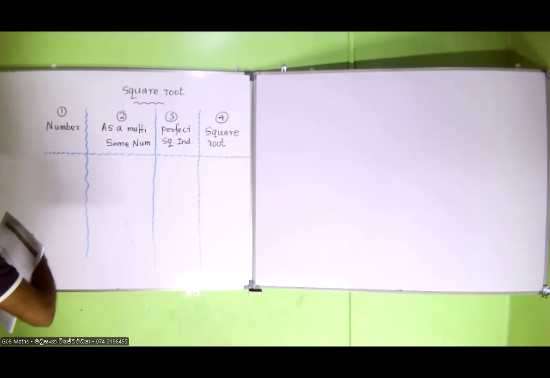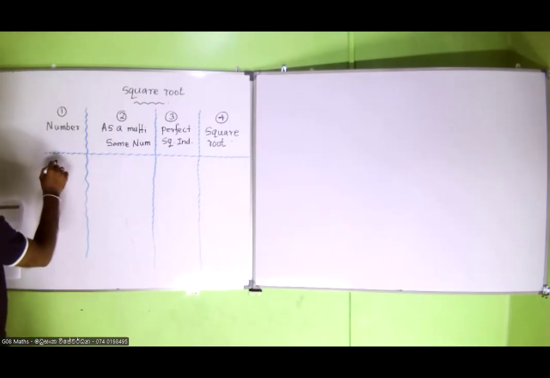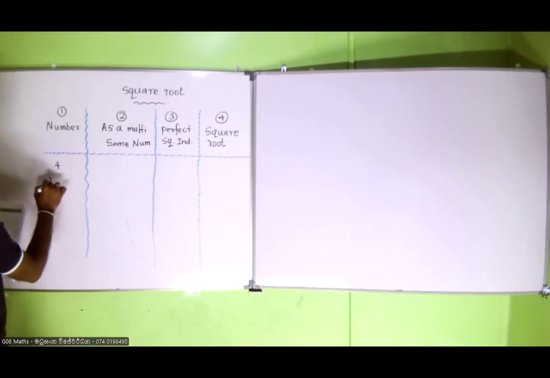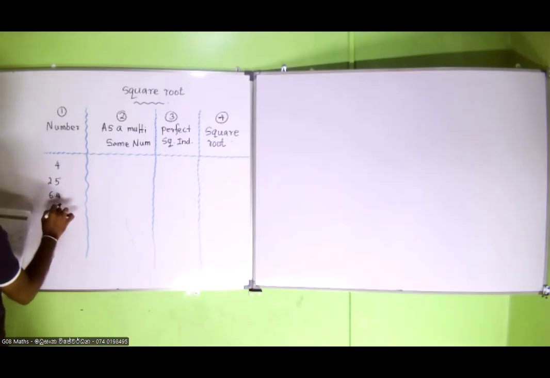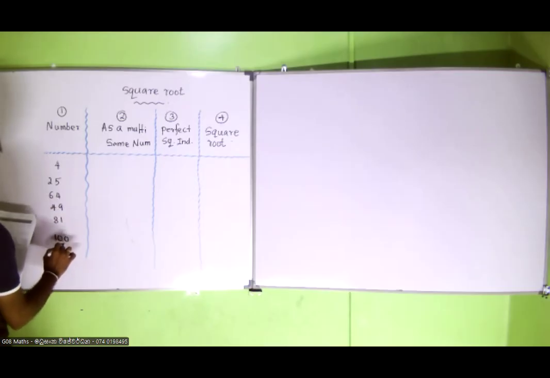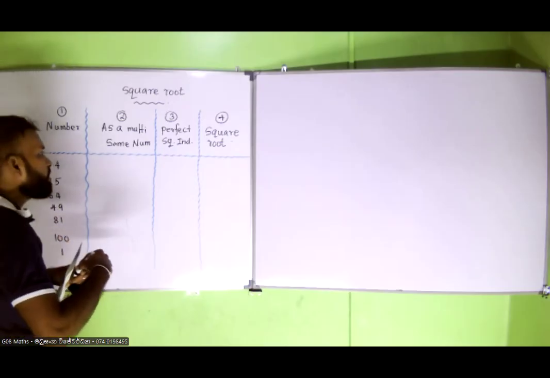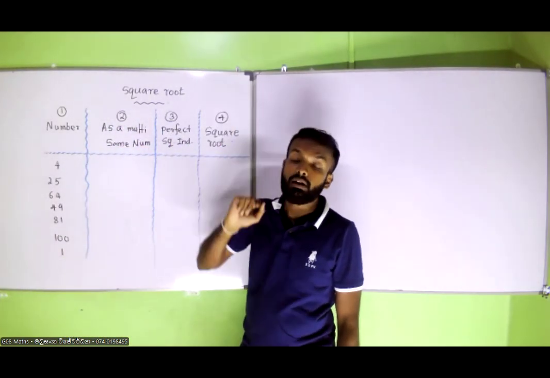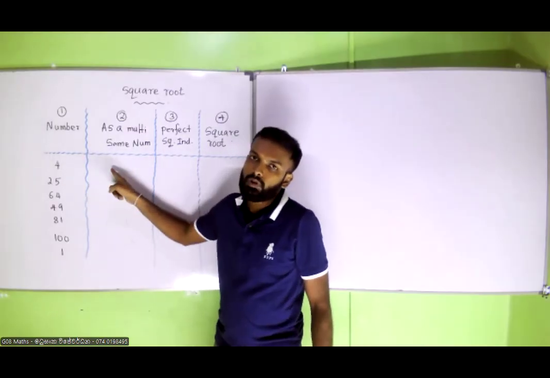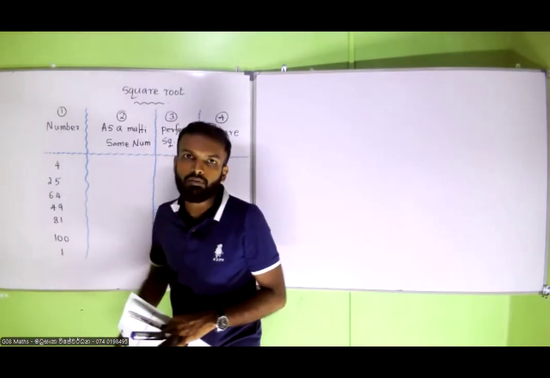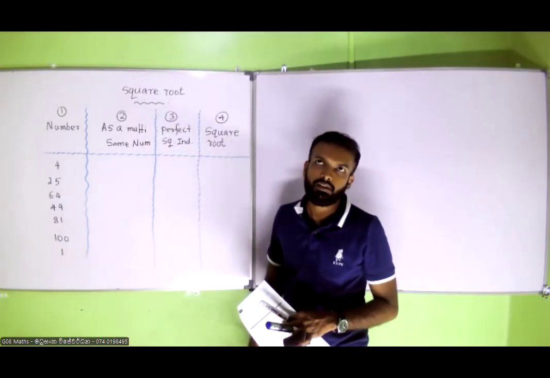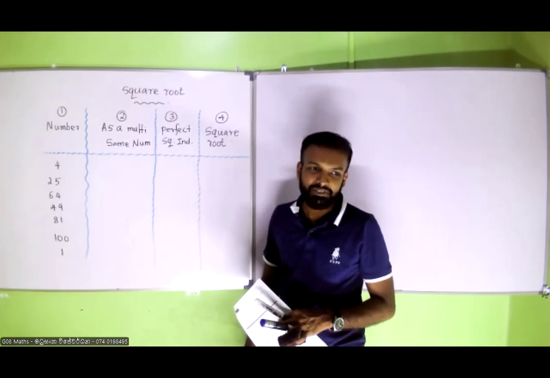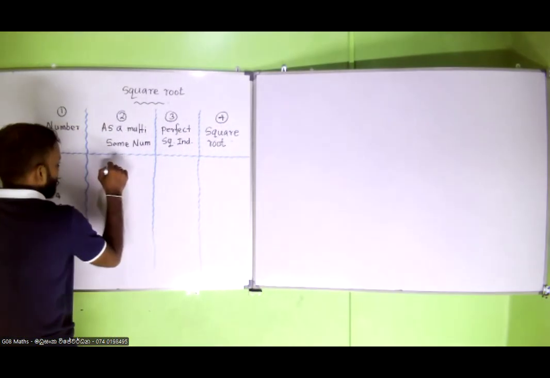Here I have given you some numbers, which you are very familiar with, which are perfect squares: 4, 25, 64, 49, 81, 100, and 1. So how do we write this as a multiple of the same number? I did it earlier. 4 is 2 multiplied by 2.